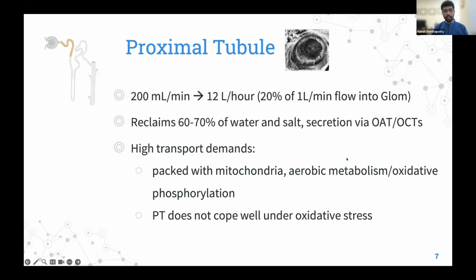Due to these very high transport demands, the proximal tubule is packed. It's dense with mitochondria. And it's really dependent on aerobic metabolism and oxidative phosphorylation. So the proximal tubule has to do a lot of things. It's like a stressed mom, but compared to all the moms we know, the PT actually doesn't cope that well, so under oxidative stress, it really just kind of breaks down.